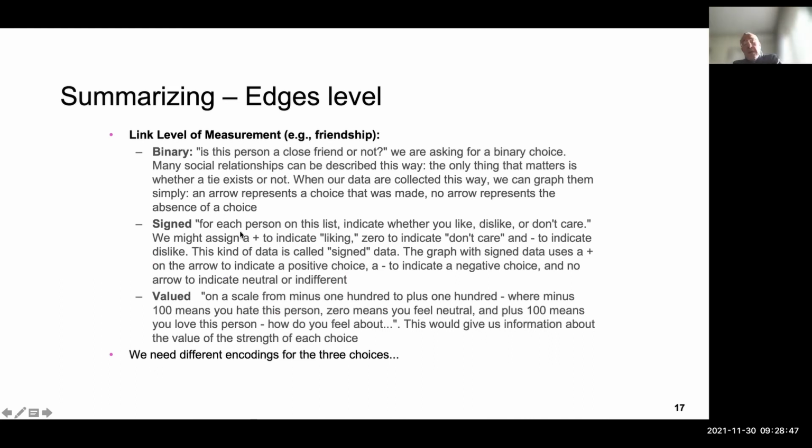You can have a relationship with sign, with a sentiment, like 0 indicates I don't care, plus indicates I like, minus indicates I don't like. Or you can have a scale that you can graduate: 0 means neutral, plus 100 means I love that person. In the middle, I just like it a little bit, whatever. And we need a different encoding for these three cases.